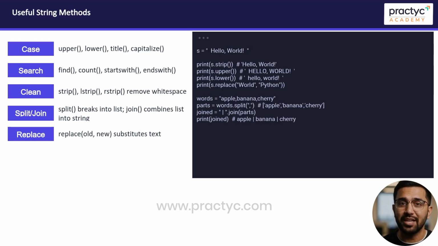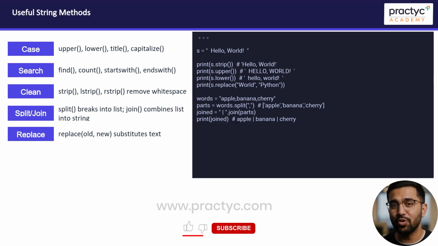Explore useful string methods in Python. Use upper, lower, title, and capitalize for case conversion. Search with find, count, startswith, and endswith. Clean strings using strip, lstrip, and rstrip. Split strings into lists with split and join them back with join. Replace text using replace(old, new).